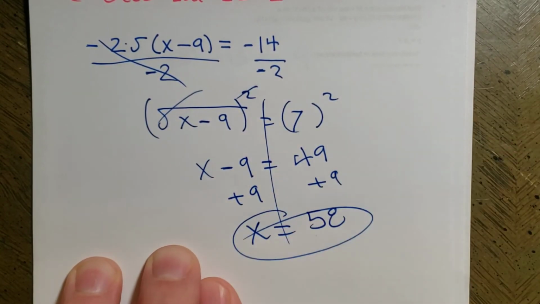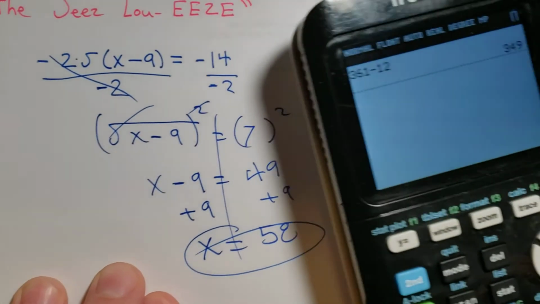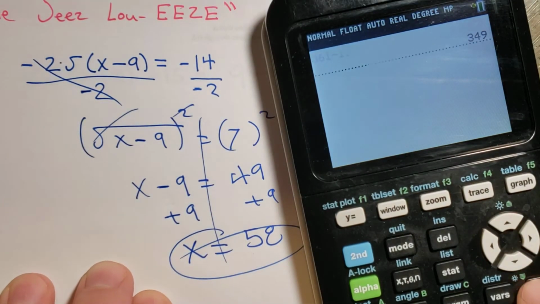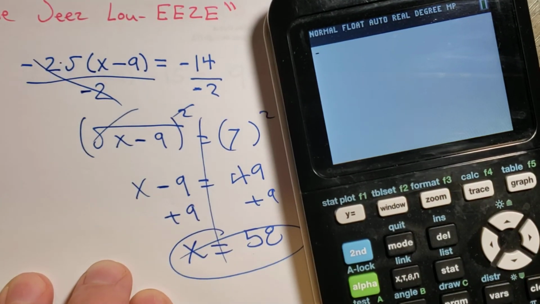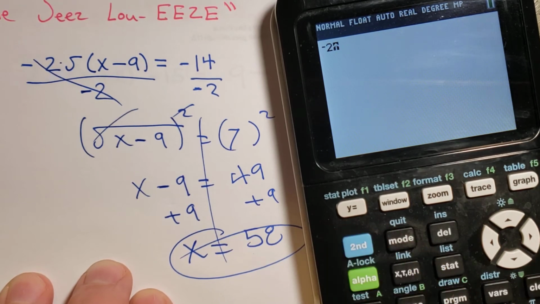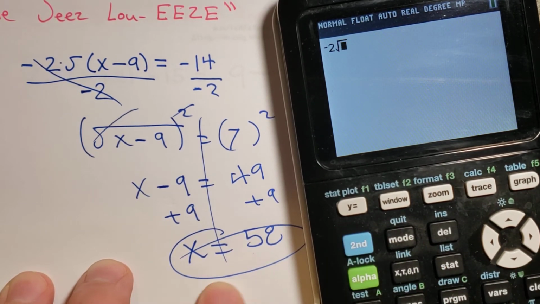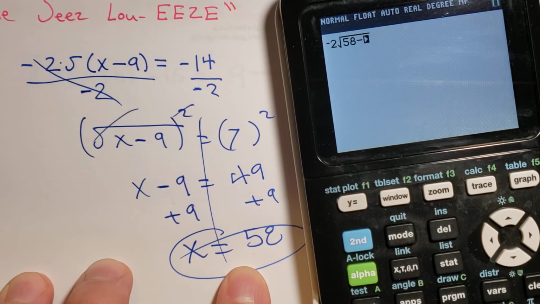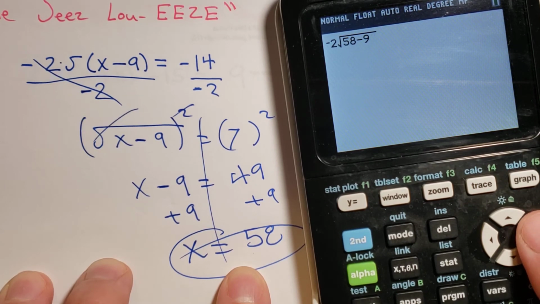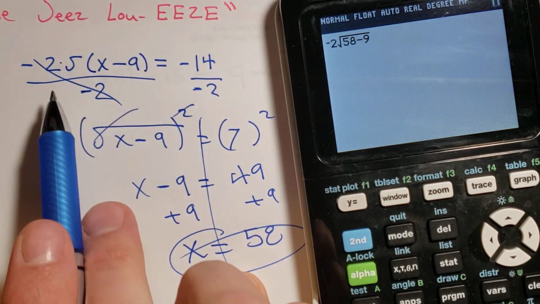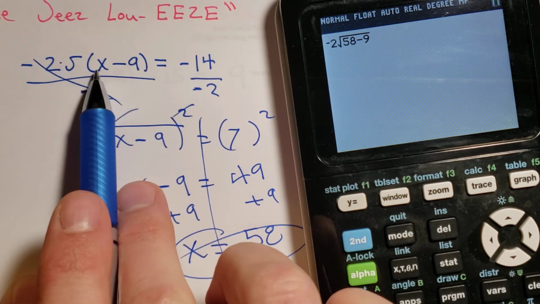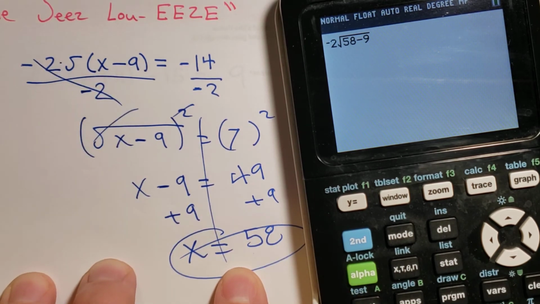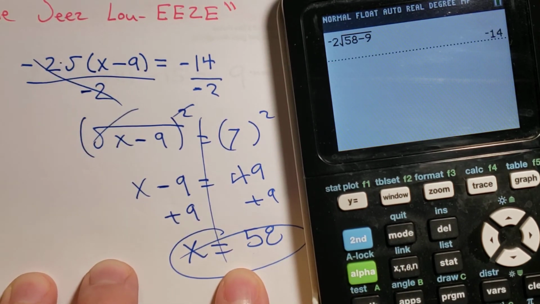58. Now, I usually don't do this, but I probably should because this is what a good math teacher would do. Let's check our work. So -2 times the radical of 58 minus 9, get out of the radical sign. I think that's it. -2 square root of 58 minus 9. Hopefully that equals -14. Oh, it does. All right, cool.